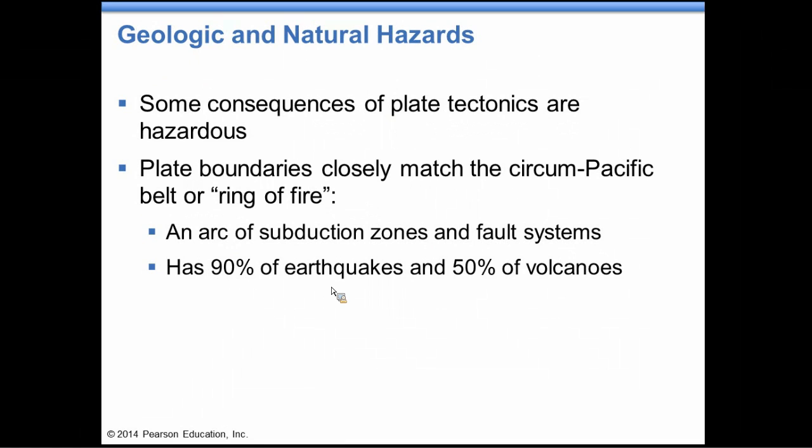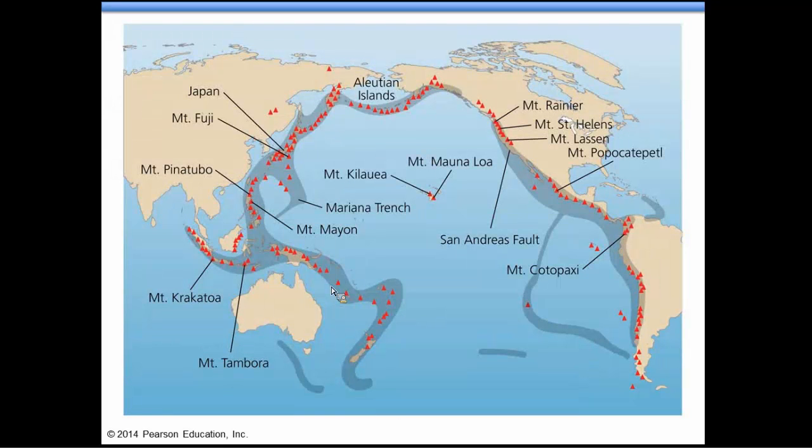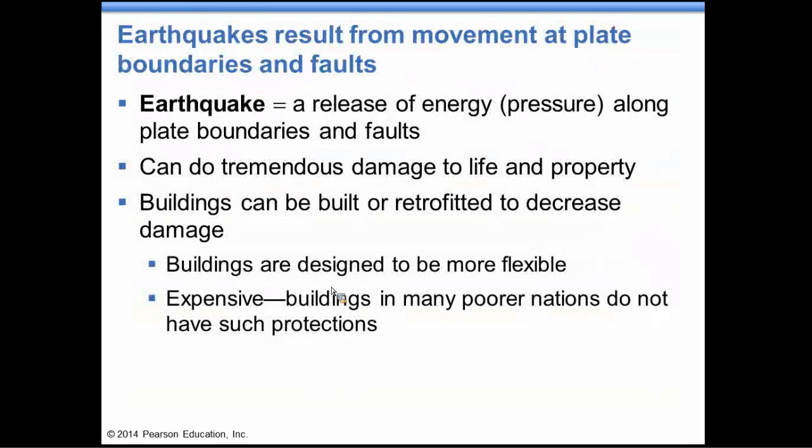Geologic natural hazards. Plate tectonics give rise to creative forces that shape our planet. Plate boundaries, for example, closely match the Ring of Fire, which contains 90% of Earth's earthquakes and 50% of our volcanoes. Earthquakes result from movement at plate boundaries and faults. Along tectonic plate boundaries and in other places where faults occur, Earth may relieve built-up pressure in fits and starts. Each release of energy causes what we know as an earthquake.